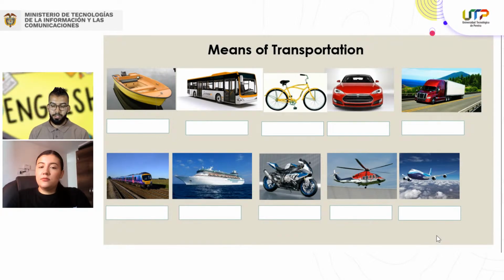So, as you can see on the screen, we have the means of transportation that we explored, practiced and learned through the beginning and the middle of the class. And the idea in this moment is that we wrap up by mentioning the name of each means of transportation. All right. So let's remember. What's the name of this means of transportation?